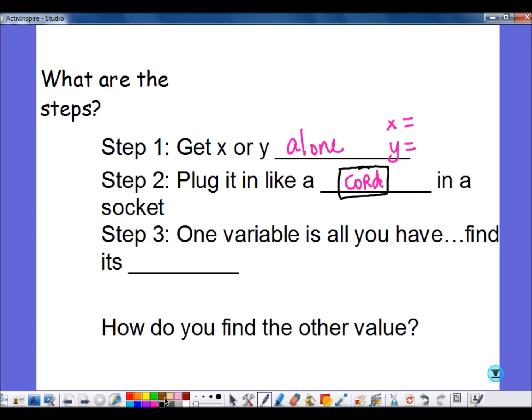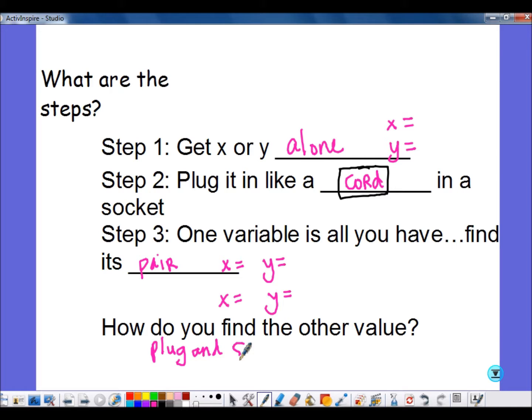Step 3, once you have one variable, all you have to do is find its pair. So if you have the answer for x, then you're going to look for its pair, the letter y. If you have the letter y, then you're going to plug it back into the original, and then you're going to find the x. So how do you find the other value? Again, you plug it in and you solve.